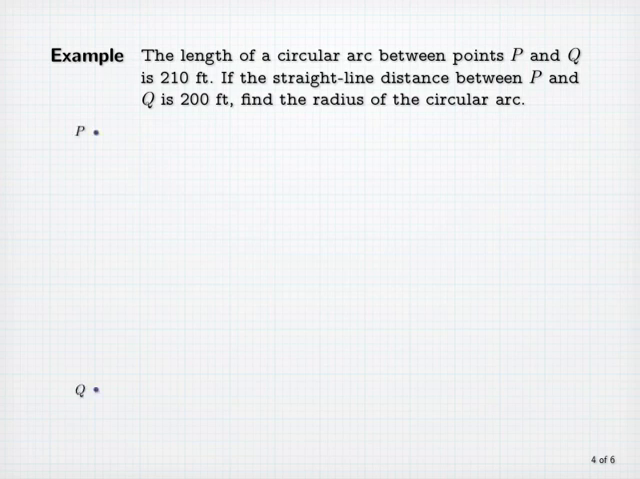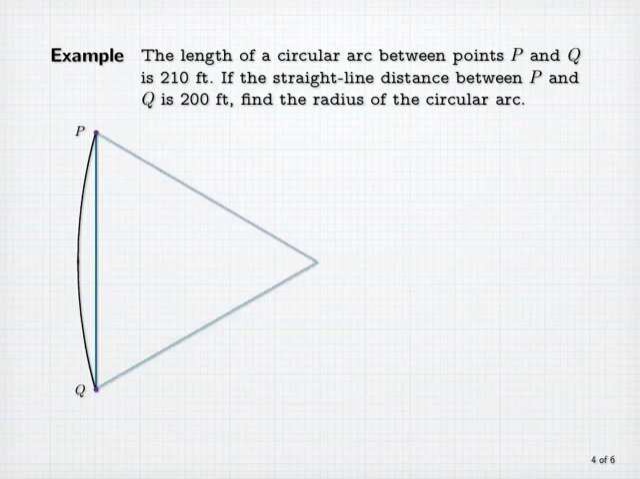Here are points P and Q. Here's a circular arc joining them. This has length 210 feet. The straight line distance between P and Q is 200 feet. Now let's draw a segment from each of the points P and Q to the center of the circle and label the length of those r.